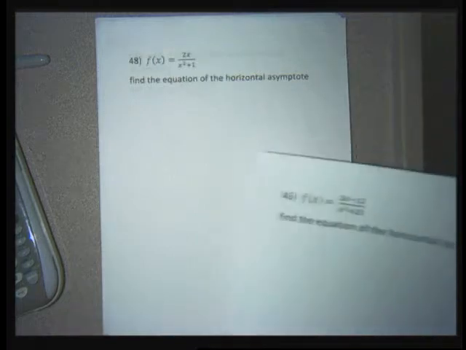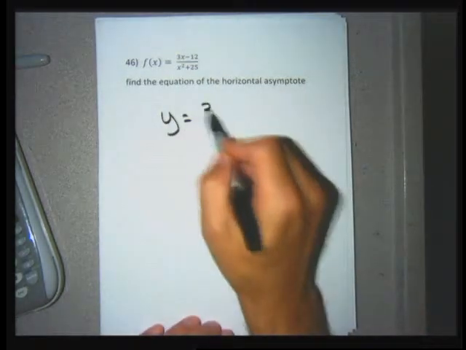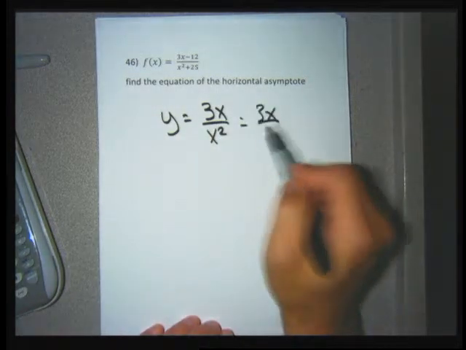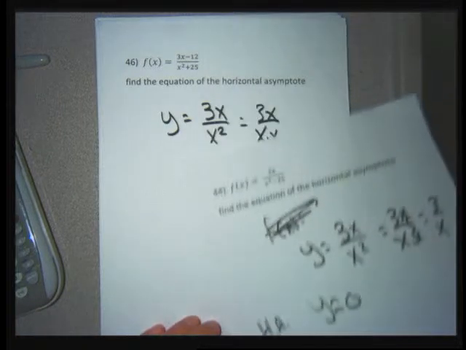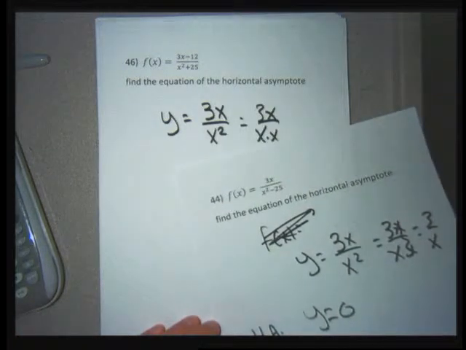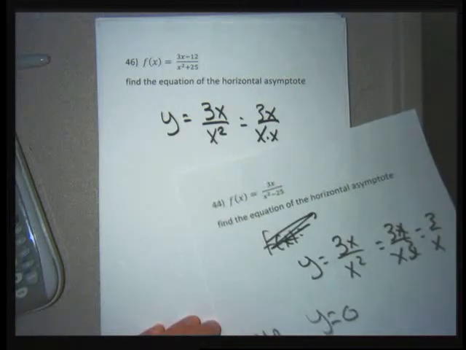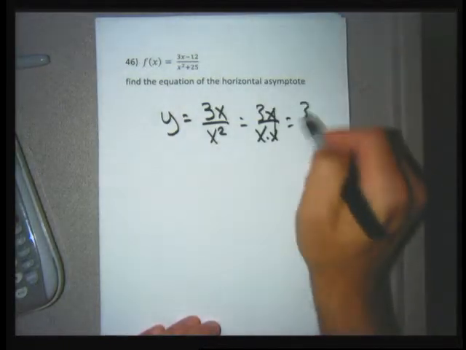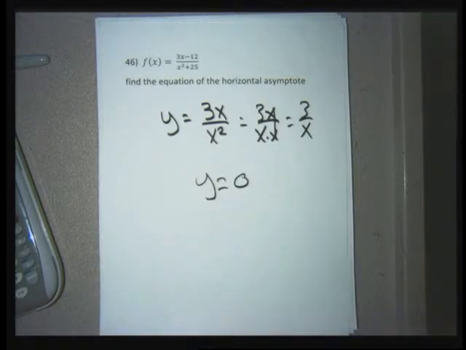Another. I have too many y equals 0s here. There's an overkill on the y equals 0. For this one, I'm going to go y equals 3x over x squared, which is going to be 3x over x times x. It felt remarkably like the last problem. It's similar to the last problem, but the numerator's slightly different, and the denominator's different. But for horizontal asymptote computations, they're the same darn problem. Cancel out an x, I get 3 over x. When there's an x left in the denominator, y equals 0 is the horizontal asymptote.